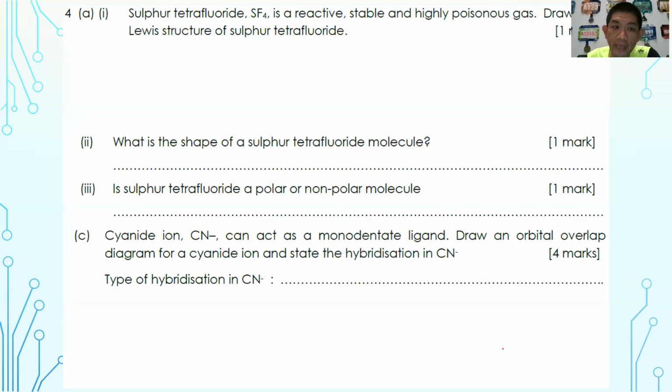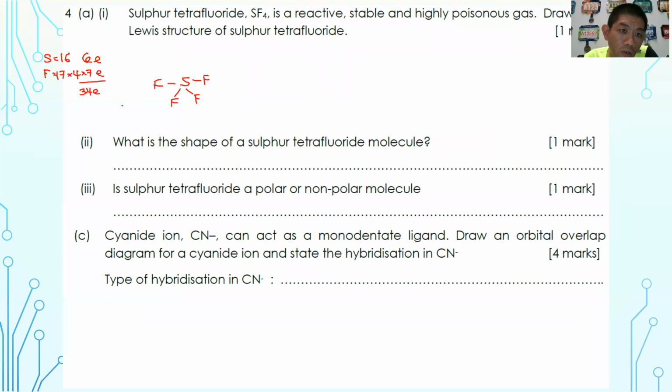Again, you use the same technique as the 4-step technique. Sulfur is from group 16, so you have 6 valence electrons. Fluorine is from group 17, so you have 7, and you multiply by 4 fluorines, so 4 times 7 electrons. Now you have a total of 34 electrons. Then the second step, you place the sulfur in between.